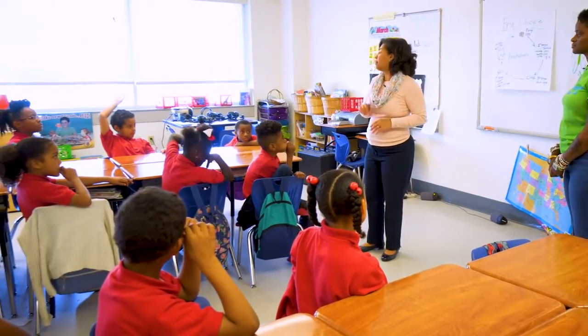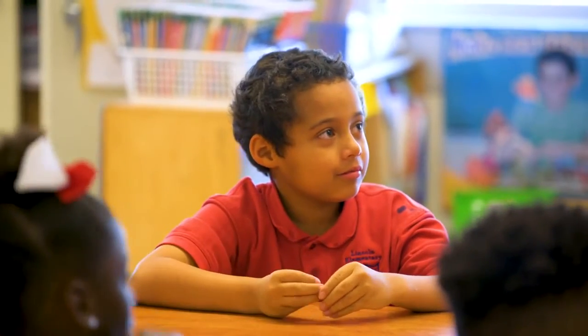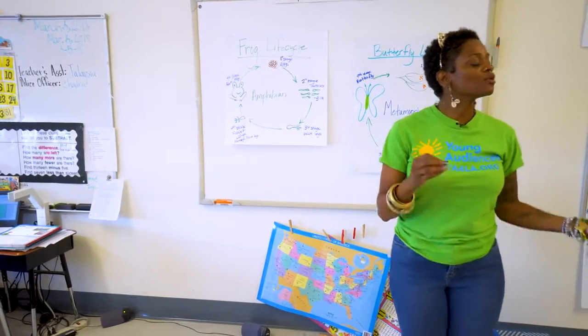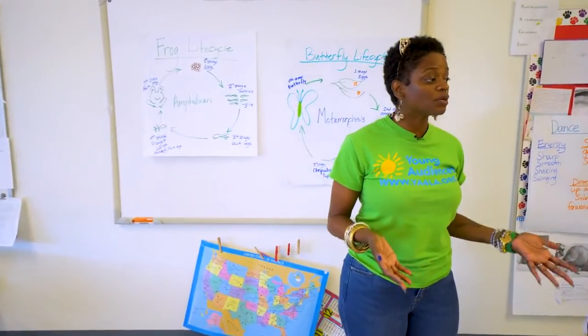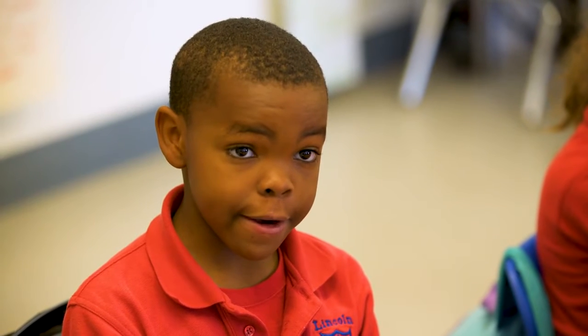Raise your hand. Kingston. Frogs don't have wings like butterflies. You're absolutely right. For the butterfly, we talked about life cycles. Okay, so what makes an insect an insect? How many body parts does an insect have, Kyron? 6 legs and thorax, head, and abdomen.